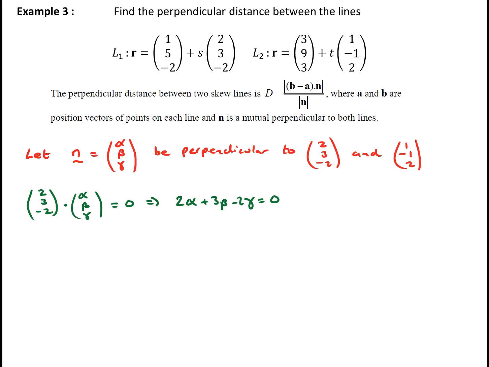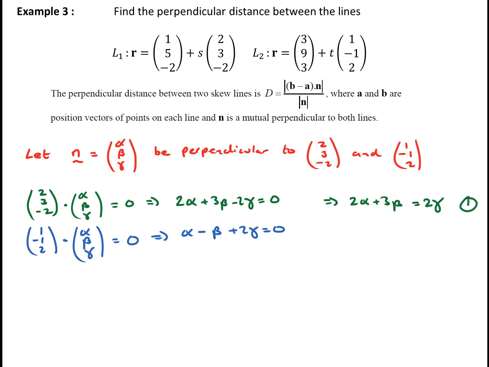Similarly, (alpha, beta, gamma) has got to be perpendicular to (1, -1, 2). So I've got (1, -1, 2) dot (alpha, beta, gamma) equals 0, which tells me that alpha minus beta plus 2 gamma equals 0. Let's shift the gammas onto the other side. So we've got 2 alpha plus 3 beta equals 2 gamma as my first equation. And as our second equation, we've got alpha minus beta equals minus 2 gamma.